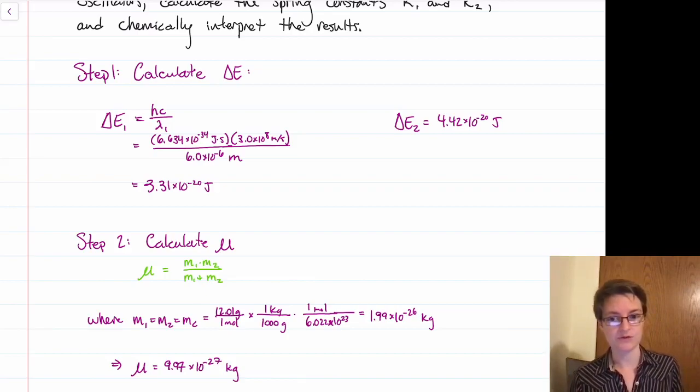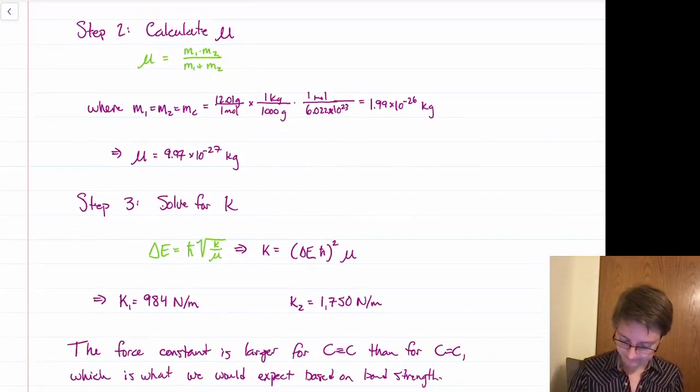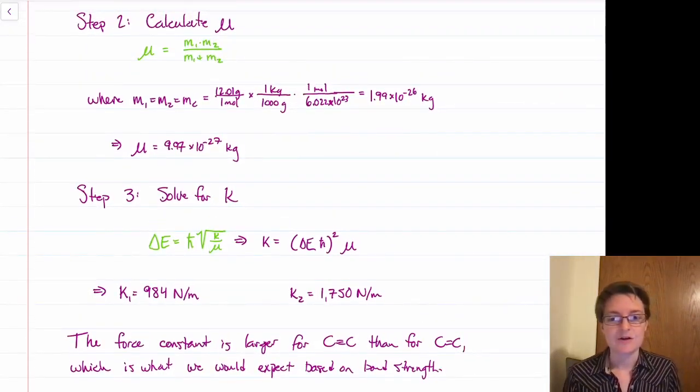Plugging this result for the mass of a single carbon into our formula for mu, we wind up with mu equals 9.97 times 10 to the negative 27 kilograms. And then last but not least, we're going to go ahead and solve for K.